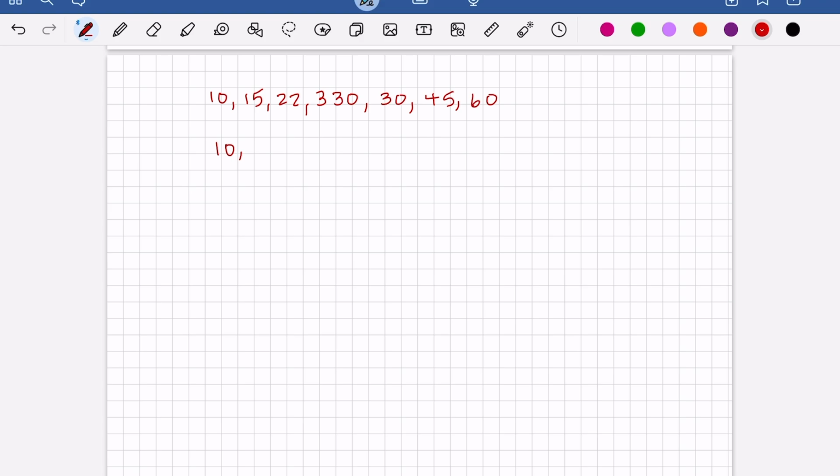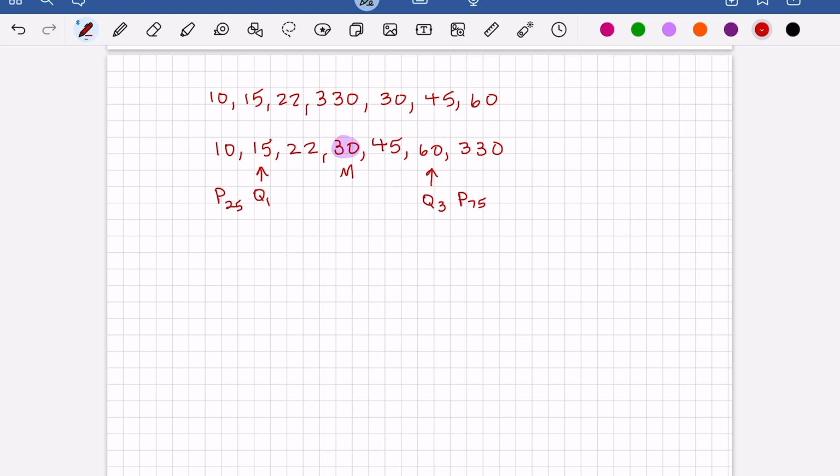Our lowest value is 10. Our next is 15, 22. Then we have 30, 45, 60, and 330. 330 would skew our average significantly, and it is definitely going to be an outlier, but let's prove why it is. Our median or 50th percentile is 30. Our lower quartile, or Q1, is 15. Our upper quartile, or Q3, which is also the 75th percentile, is 60.